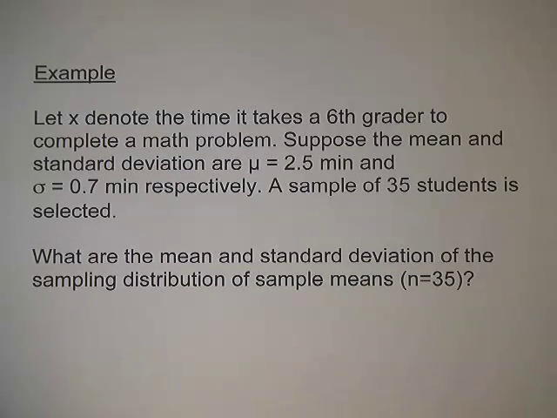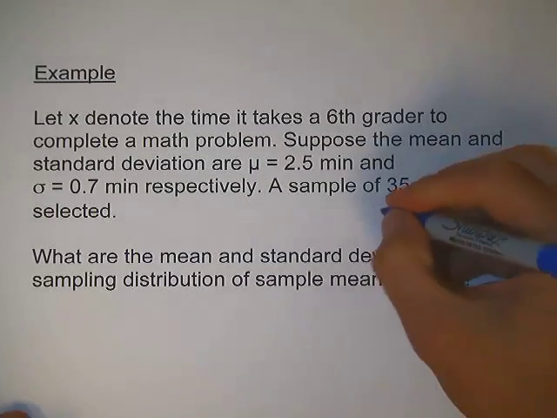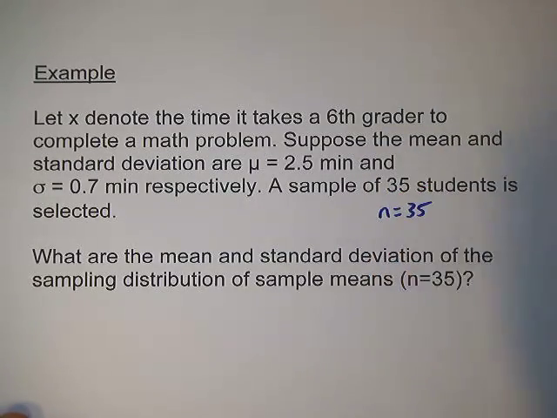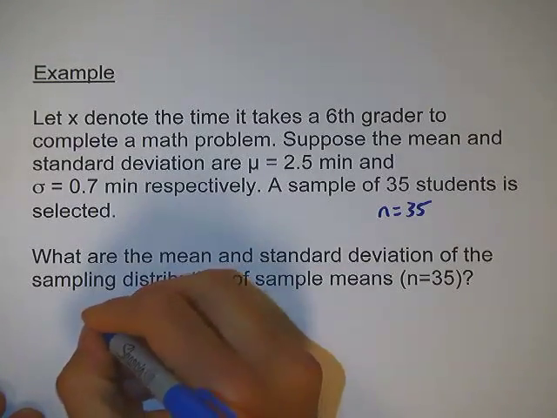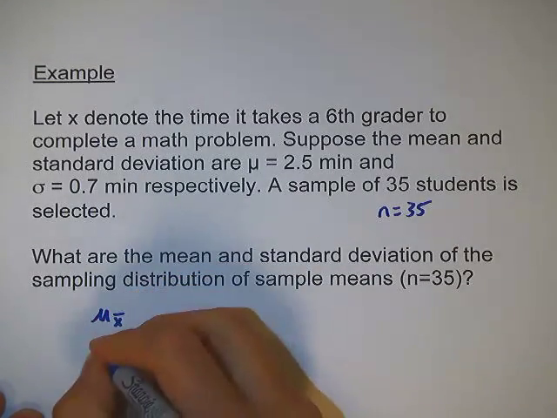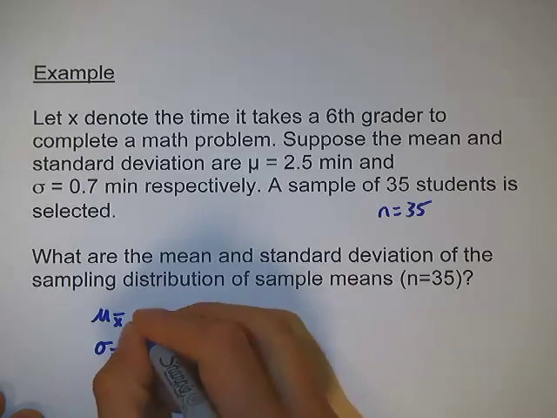We're going to let x denote the time it takes a 6th grader to complete a math problem. Suppose the mean and standard deviation are mu equals 2.5 minutes and sigma equals 0.7 minutes respectively. A sample of 35 students is selected. What are the mean and standard deviation of the sampling distribution of sample means? What we're looking for is mu sub x bar and sigma sub x bar.